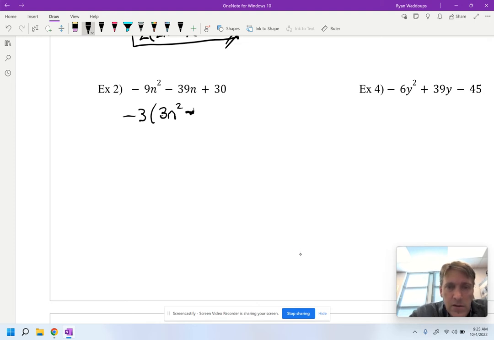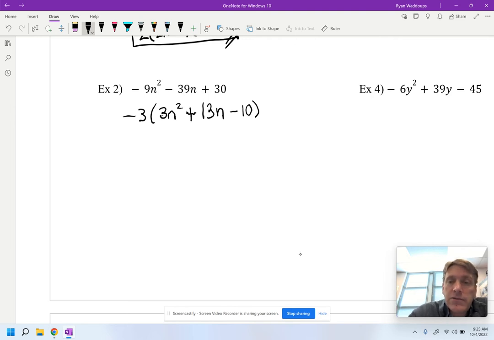minus 13n. Sorry, that's not going to be minus, it's going to be plus 13n, because a negative times a positive is negative. And then it's going to be minus 10. Again, a negative times a negative is a positive 30.